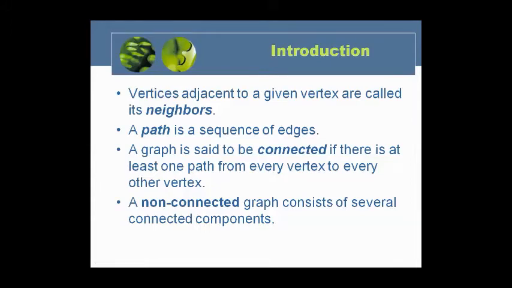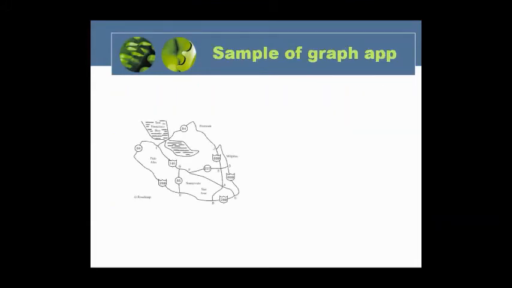Vertices adjacent to a given vertex are called its neighbors. A path is a sequence of edges. A graph is said to be connected if there is at least one path from every vertex to every other vertex. An unconnected graph consists of several connected components. So we have this sample of a roadmap, the same with your areas or places. The map is connected with the others, going in other directions.